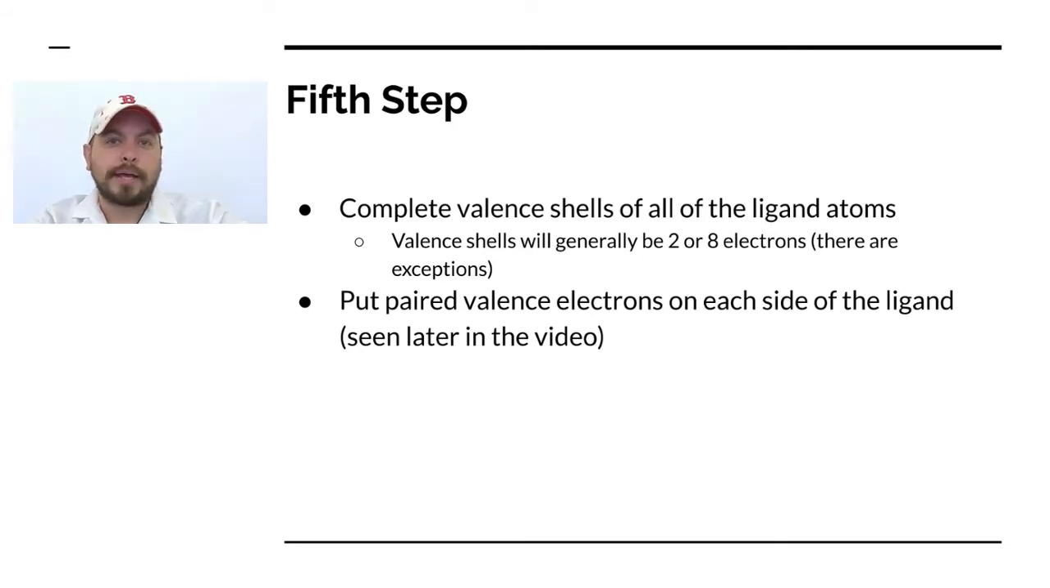Now that plays a big role in step 5, where we have to complete the valence shells of all of the ligand atoms. So remember, atoms have different numbers of valence electrons. All right, generally speaking, it's either 2 or 8 valence electrons, and normally the ligands are going to either have 2 or 8 valence electrons. So know how many valence electrons to fill the valence shell of each atom. And then what you're going to do is you're going to simply add that number, all right, until the atom reaches its full valence shell.